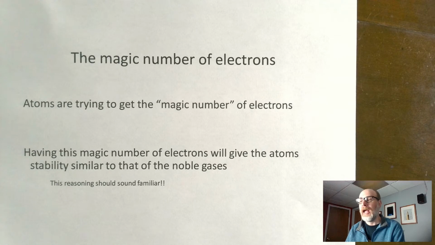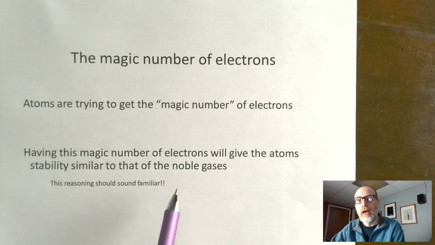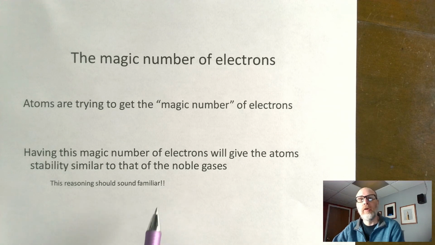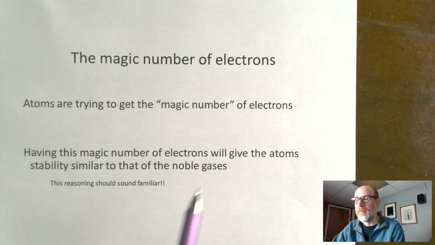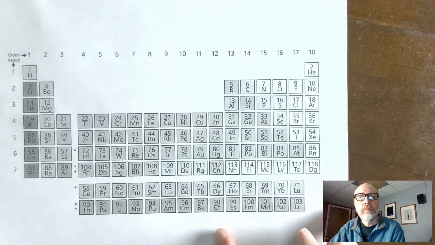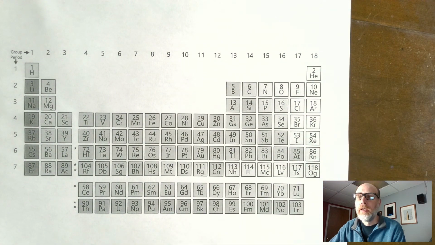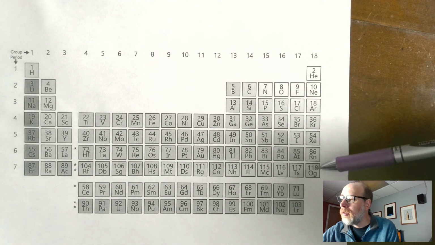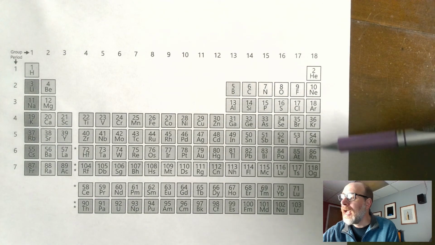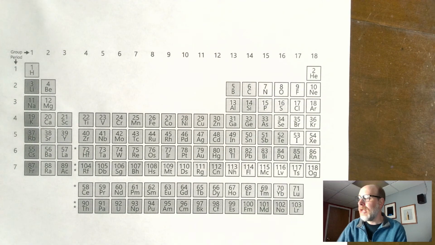And if the other atoms can get the same number of electrons as the noble gases, they'll share in that stability. Okay? That's the same reason that we had for why atoms would gain or lose electrons, why they'd form particular ions. And so it's a similar reasoning. They want to get the same number of electrons as one of the noble gases would have. And let's just review, or remember, where the noble gases are located. They're all out here on the periodic table. All right. And so all of the atoms are trying to get the same number of electrons as those elements.